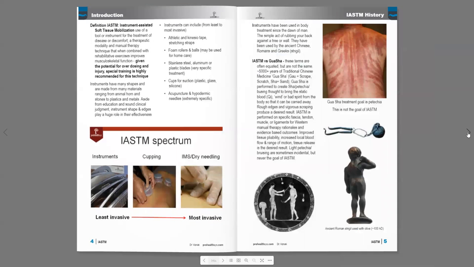So to start, we know that instrument-assisted has been around for literally thousands of years. There's a spectrum of this, all the way from the basic stainless instruments to cupping into very specific with dry needling taking place. We can also see bruising that might occur with some treatments. This is not the goal. This is actually gua sha. It's been around for about 5,000 years. This is from ancient Greece and Rome, where you can see variations of instrument techniques used as well.